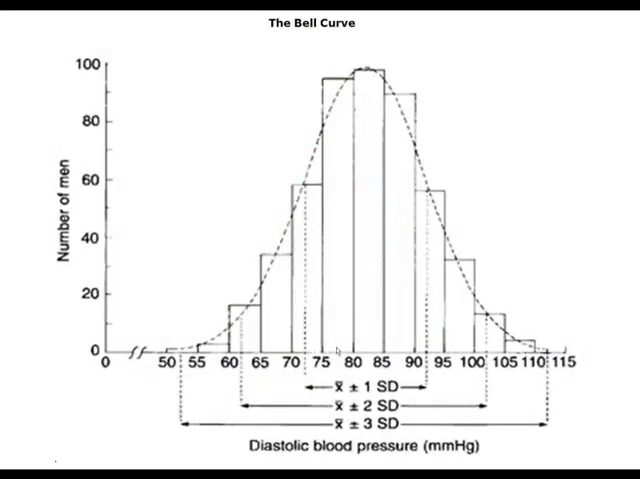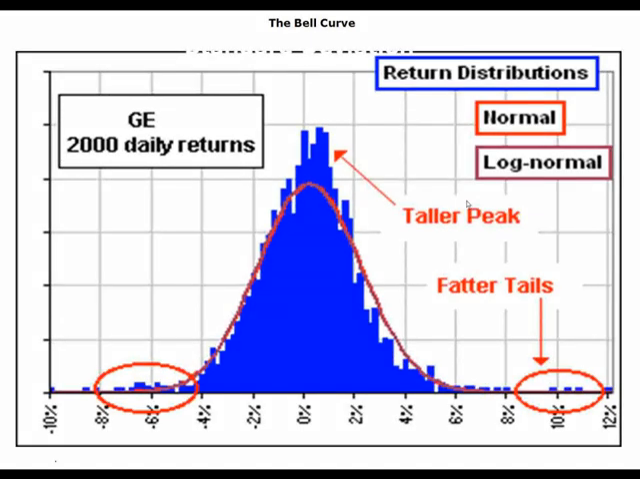Let's look at an example of normally distributed data with a bell curve superimposed. This is a graph of a sample of blood pressure readings. As you can see, the bell curve is a very close fit. However, when we superimpose the bell curve on a series of stock price data, we see that the prices do not conform to our expectations.